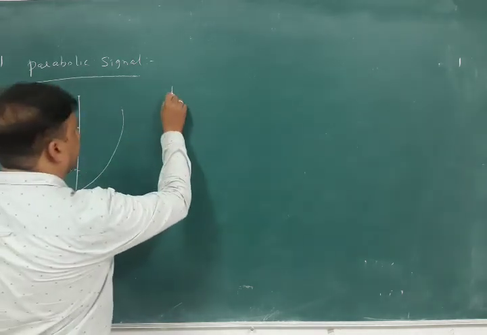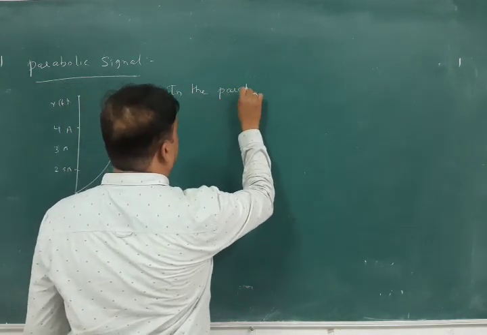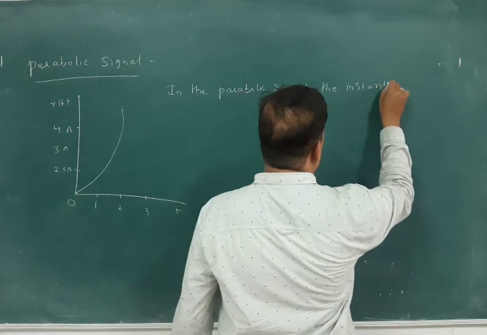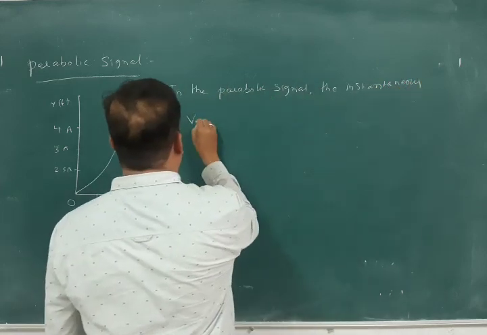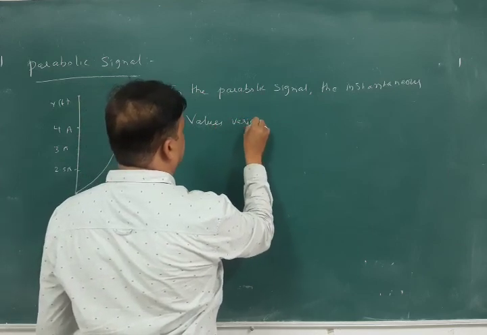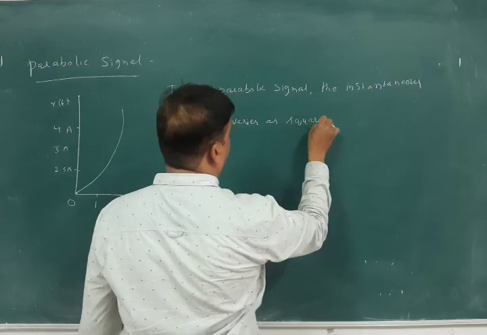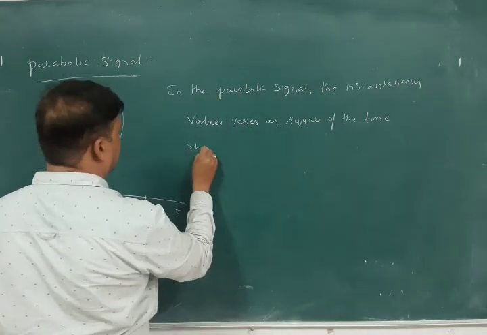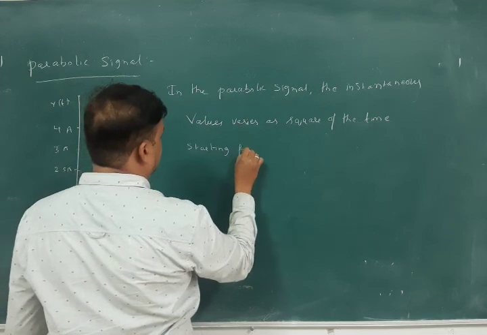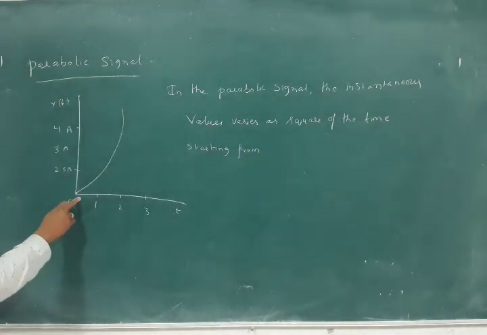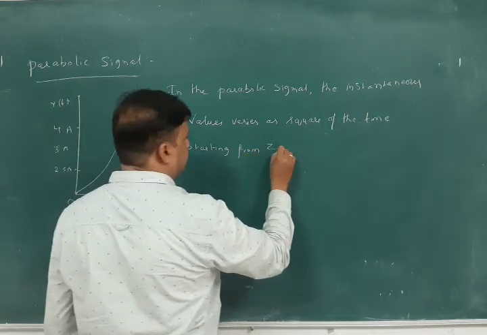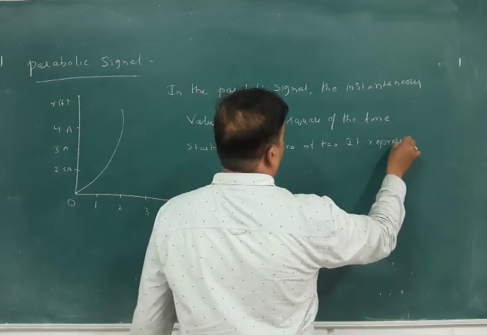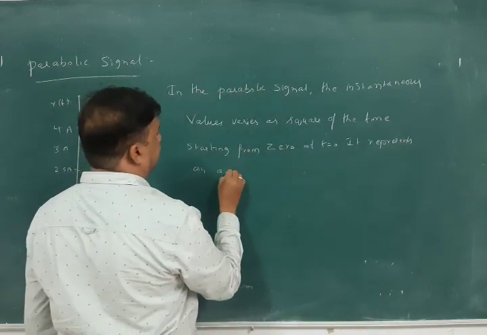So, in the parabolic signal, the instantaneous values vary as the square of the time, starting from 0 at t is equal to 0, and it represents an acceleration input of the system.